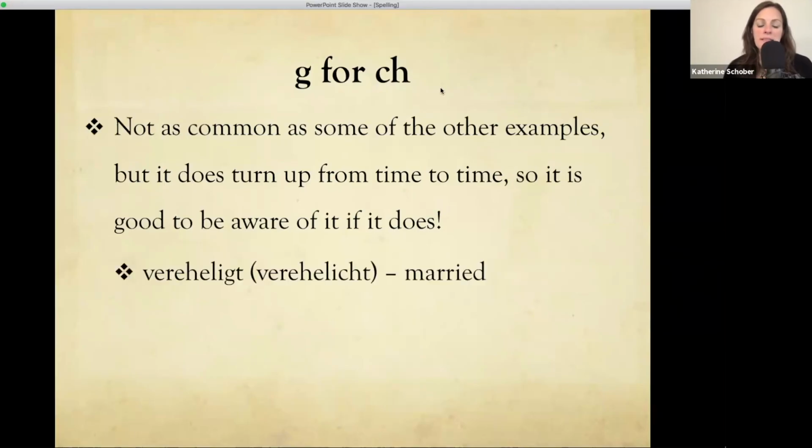So you may see verliebt instead of verlicht. So in the word married, having that G replace the CH. The word nicht, meaning not, you may see NIGT instead of CH. And again, this is more common in letters where people did not have as much formal education or far, far back in the past.